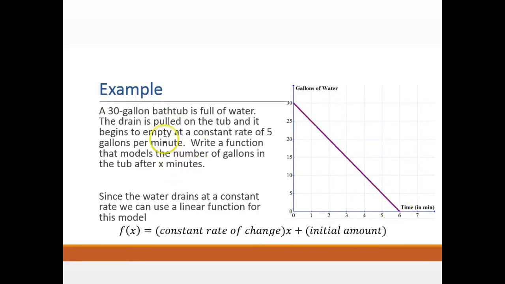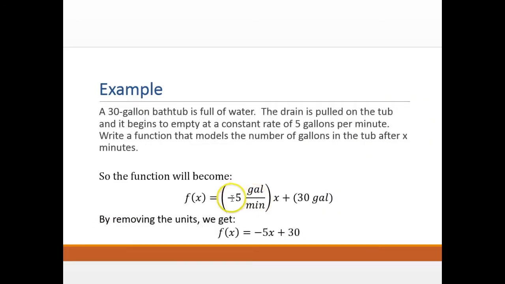However, we do know right away, since the water drains at a constant rate, that automatically implies a linear function. So I know that f of x equals the constant rate of change times x plus the initial value. If I were to actually write an equation for this, our constant rate of change is negative 5 gallons per minute, because we're told that it drains. In other words, I'm losing water at 5 gallons per minute. The initial value, we started out with 30 gallons.